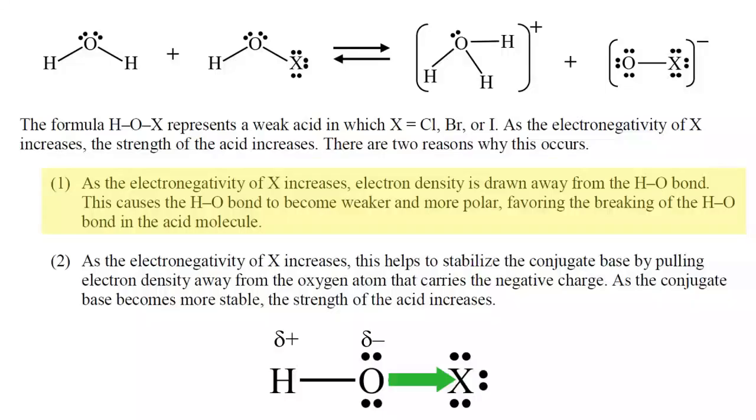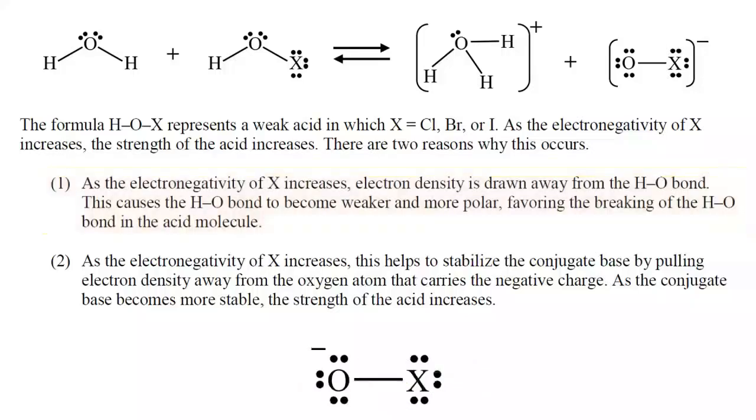And so that favors the breaking of the HO bond in the acid molecule. And that's what it is. If it's an acid, it's donating H+. So increasing the electronegativity of the X atom favors the formation of that particular process where that bond breaks.